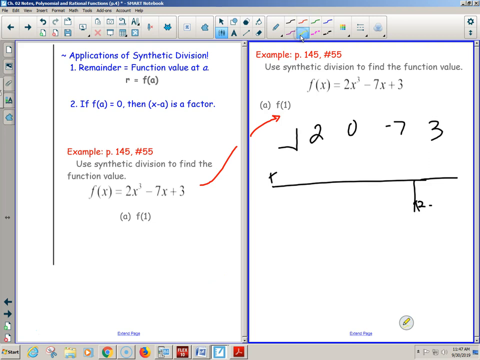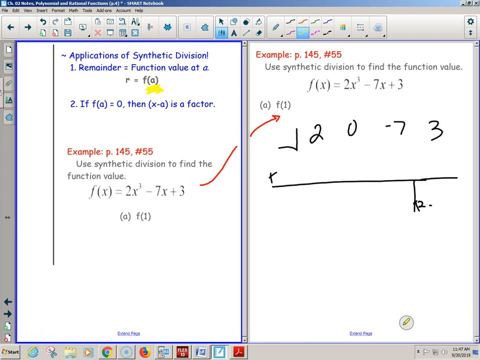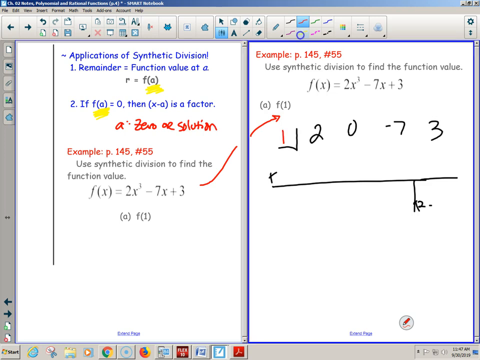Whenever you see the guy in front, he's my zero or my solution. So he goes straight into the box. That guy goes straight into the box. So the very end of section 2-3, that one goes straight into my box.